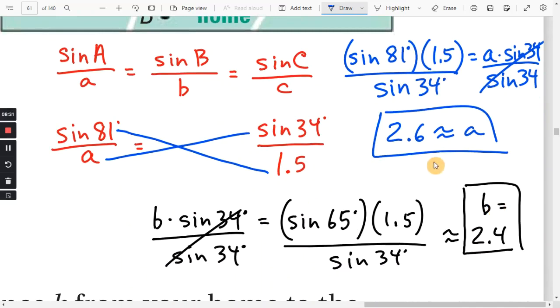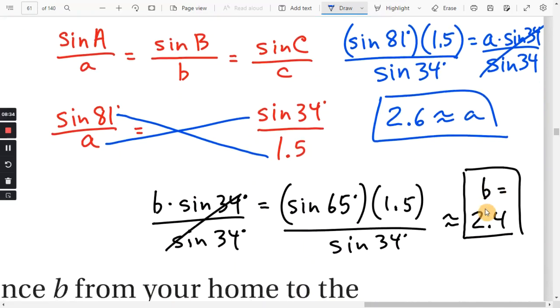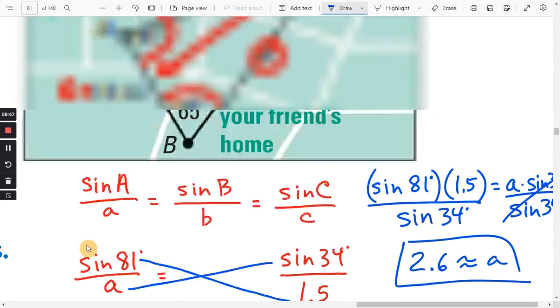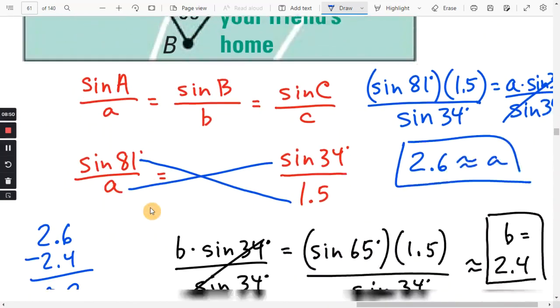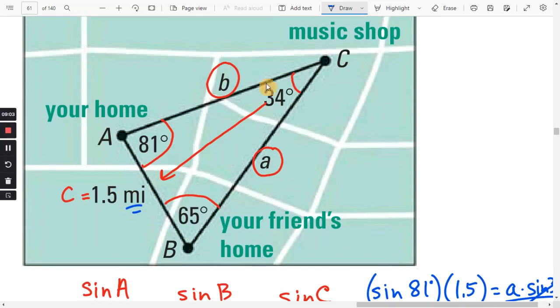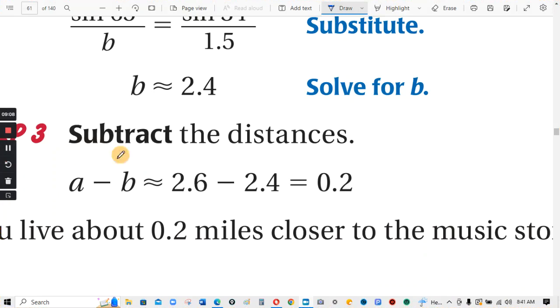So we said a was 2.6 and b was 2.4, and they wanted us to find the difference. Simple at this point: it's just 2.6 minus 2.4, and that equals 0.2. The units were in miles. So you are 0.2 miles closer than your friend's house. And they got the same answer.